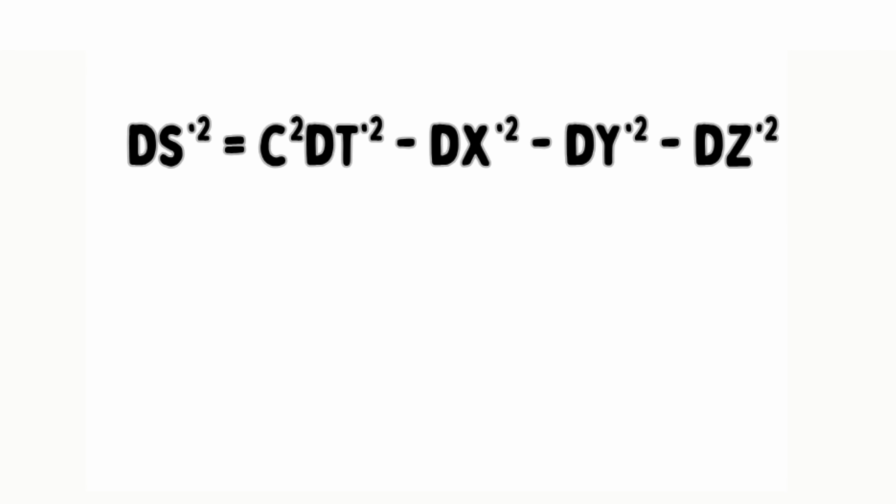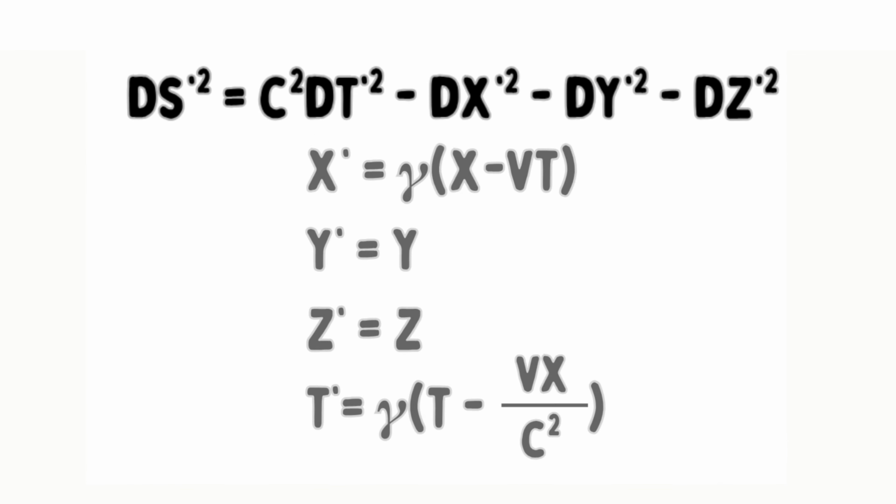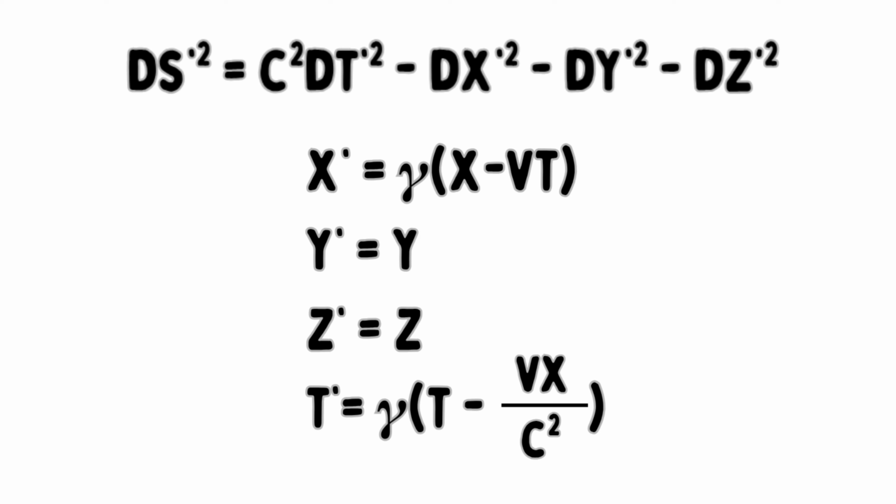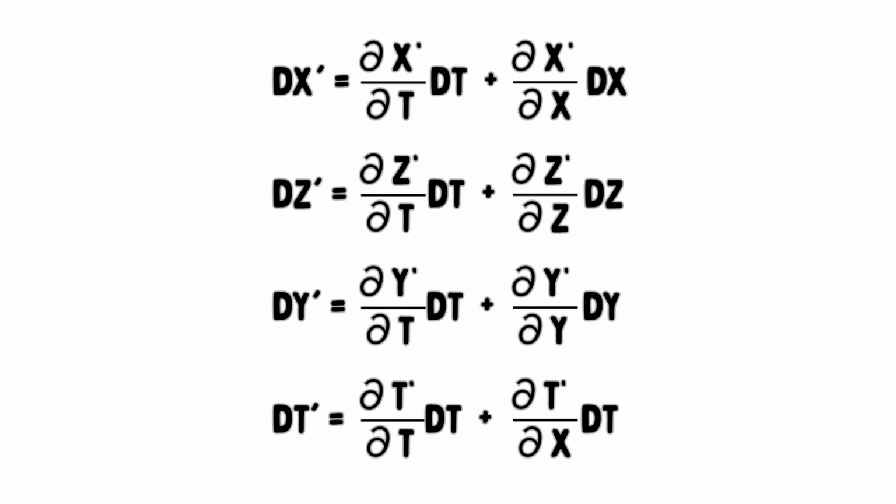Alright, so if we have a reference frame S prime, and we take the space-time interval of that reference frame, we get c squared dt prime squared minus dx prime squared minus dy prime squared minus dz prime squared. Now if we use this thing called the Lorentz transformation, shown here across x prime, y prime, z prime, and t prime, we can actually plug into the original space-time interval.